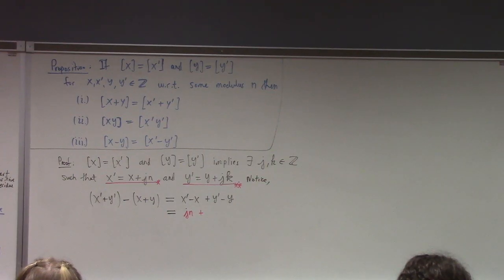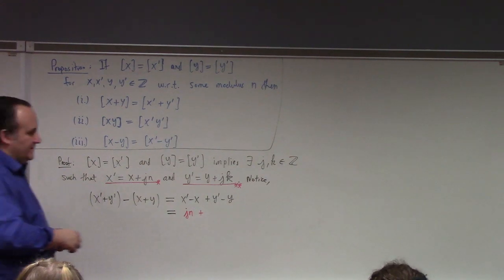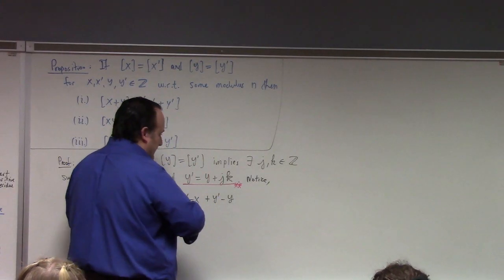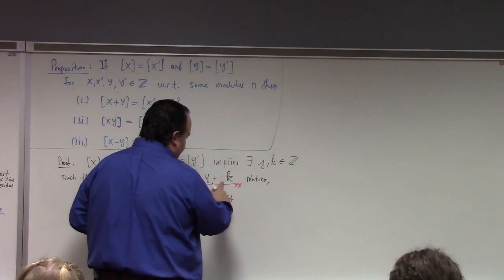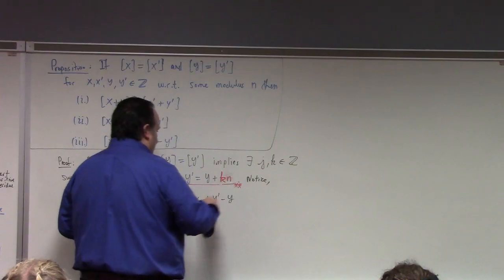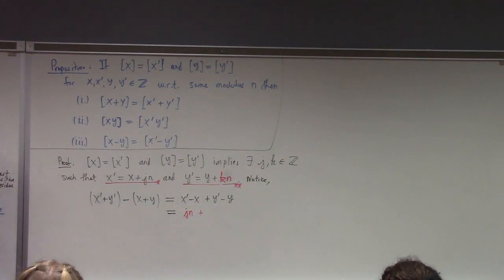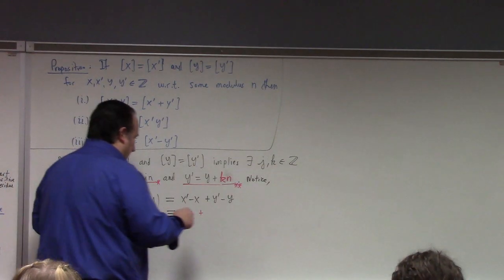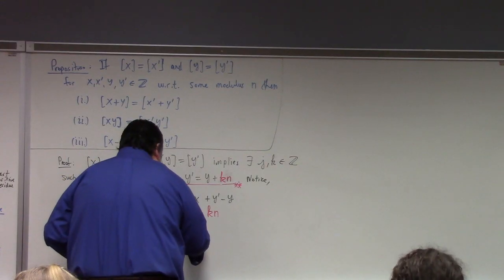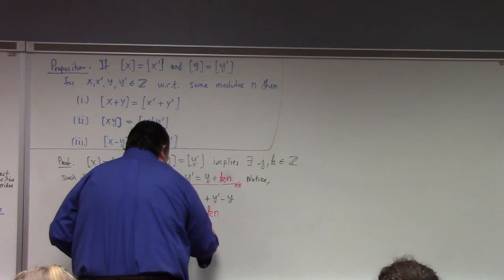Yep. Should be Kn. Yes, it should be Kn, right? This is a statement about the relation of y and y prime with respect to the modulus, which here is n. So I'm supposed to have Kn there. Yeah. Thank you. Right. So that should be Kn, which means that y prime minus y is actually Kn. Which then we can factor the n out. We've got j plus k times n, right?